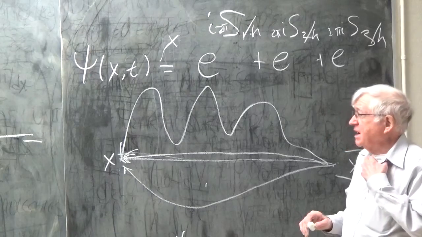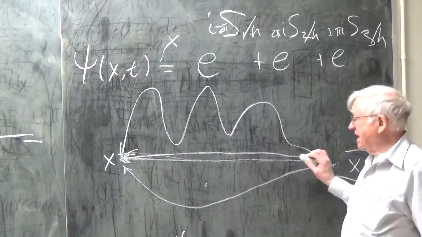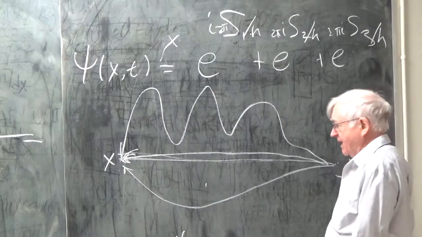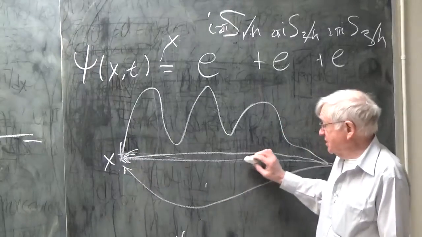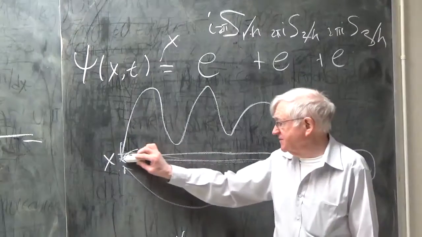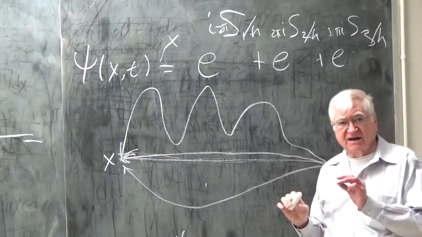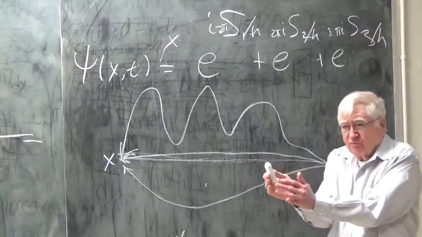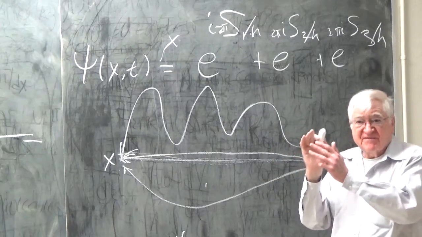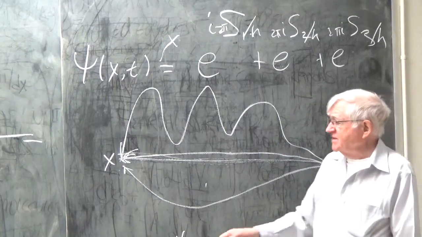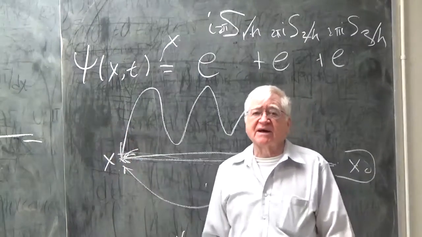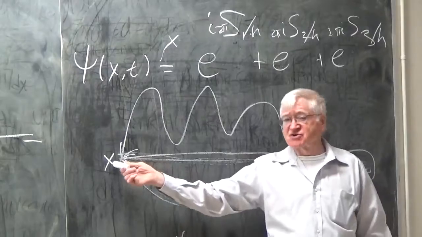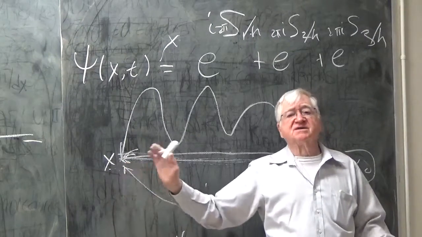Now I should say that if there's a way of getting from x0 to x such that the neighboring paths that differ very slightly from one path, there's a whole bunch of paths that have almost the same phase, then you get a huge amplitude and the probability is great. Quantum mechanics will tell you that the probability of being here is large.